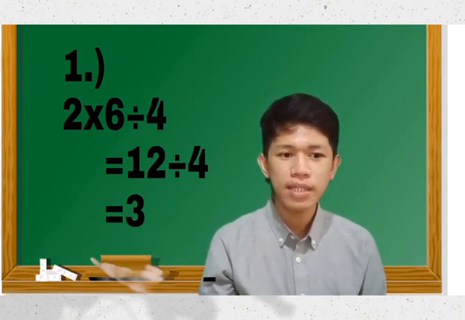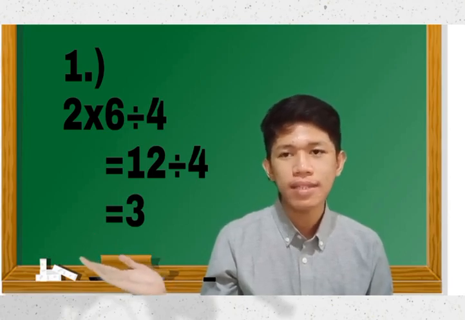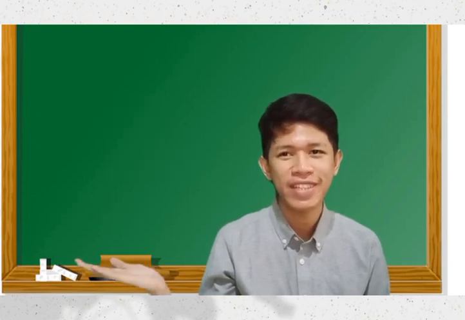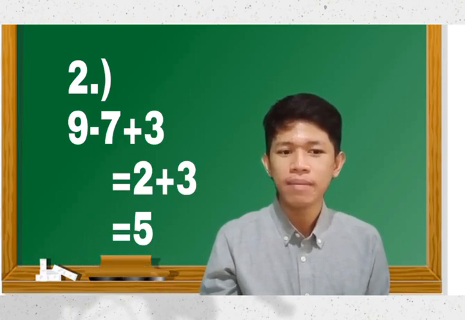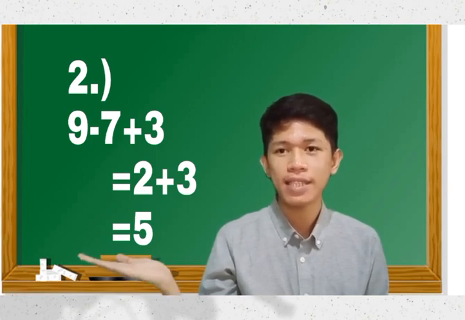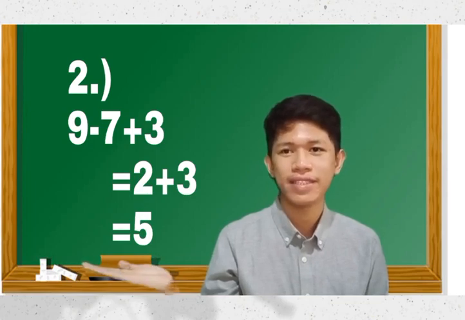Okay. To find out the answer, let us help Tessie to solve her problem. Okay. Number 1, we have 2 times 6 divided by 4. 2 times 6 is equals to 12 divided by 4 is equals to 3. Very good. Number 2, 9 minus 7 plus 3. 9 minus 7 is equals to 2 plus 3. The answer is 2 plus 3 is 5. Very good.